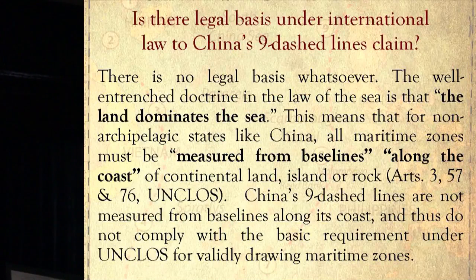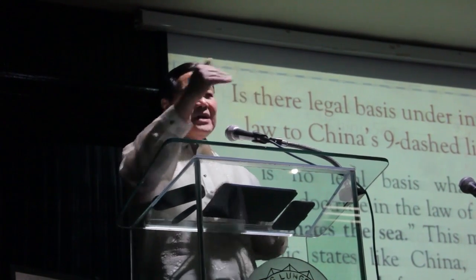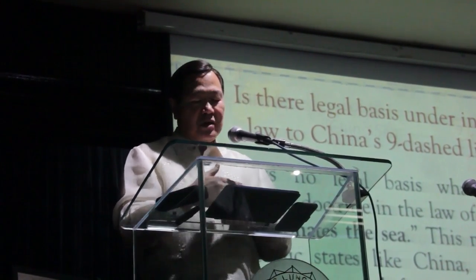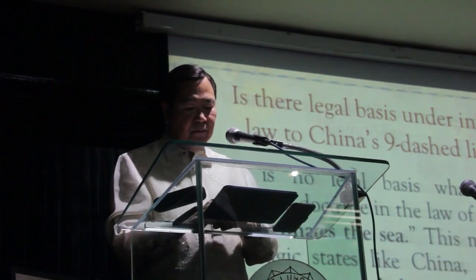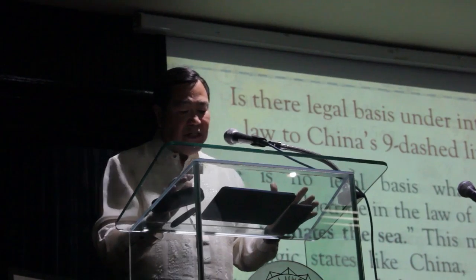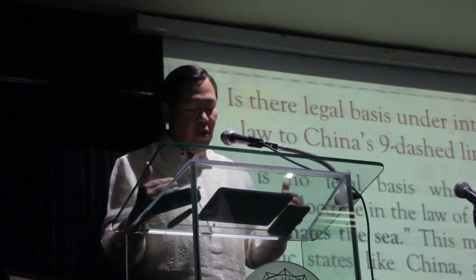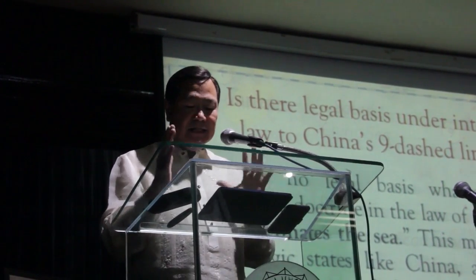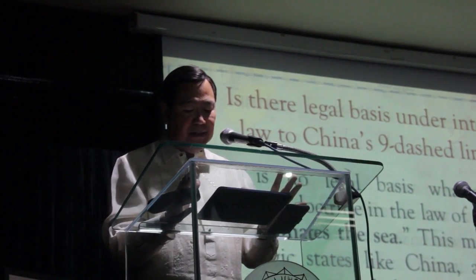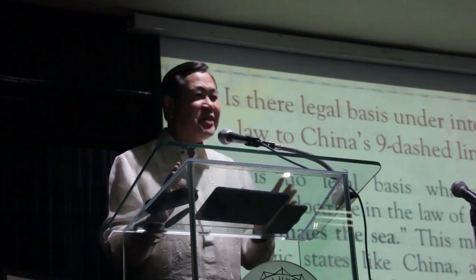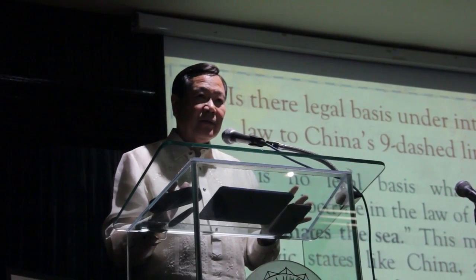Is there a legal basis under international law for China's nine-dash line claim? No. Because the principle embodied before UNCLOS and even under UNCLOS, the basic principle is that the land dominates the sea. Before you can claim sea, you must have land. Land is the source of your power to claim the sea. This means that for non-archipelagic states like China, all its maritime zones must be measured from baselines along its coast. China's nine-dash lines are not measured from baselines. We do not know how China measured them. China has not explained to the world.